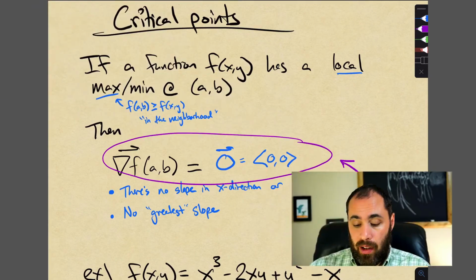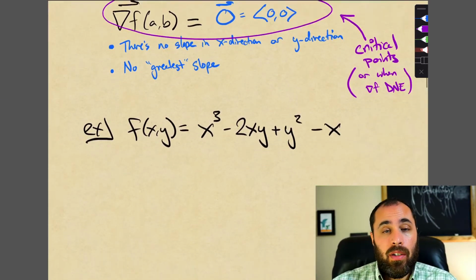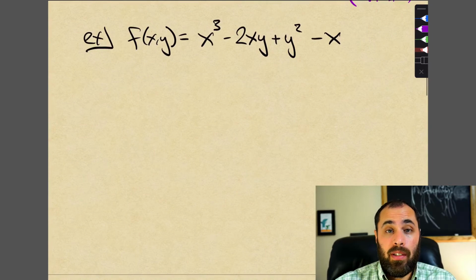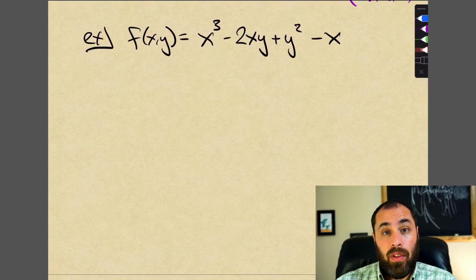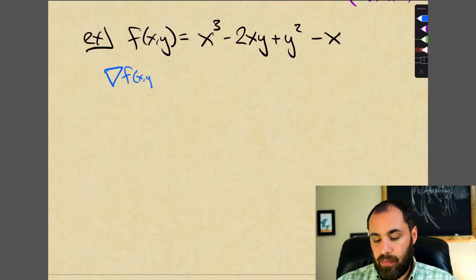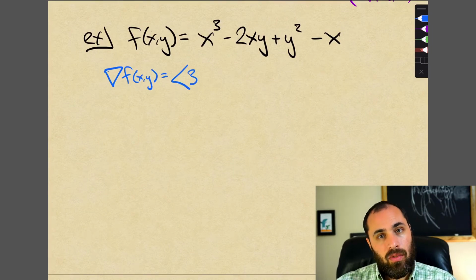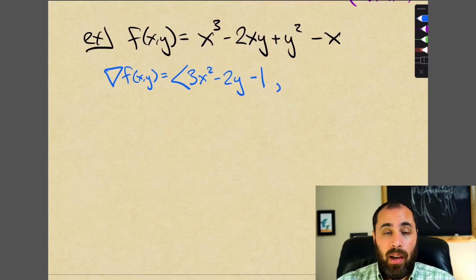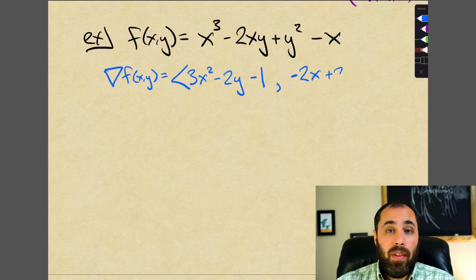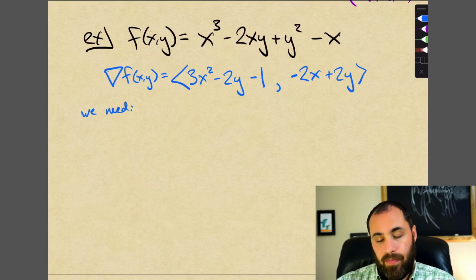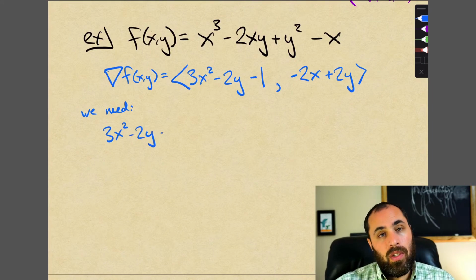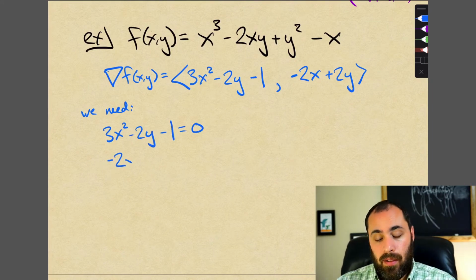So let's try it out. We've got an example here. I want to find all of the critical points, that is the places where the gradient vector is equal to 0. So I'll take a second to write down the gradient vector. That's the partial with respect to x and the partial with respect to y. And if we want this to be 0, we need both components to equal 0. So we're solving a system of equations.